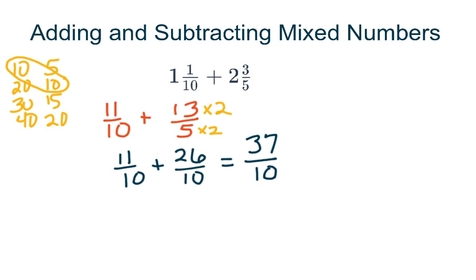We need to change that 37 tenths back into a mixed number. So we're looking at how many times 10 can go into 37. 10 can go into 37 a total of 3 times, or basically we can remove 3 tens from that 37, and it leaves 7 out of 10. So 37 over 10 is the same thing as 3 and 7 tenths.